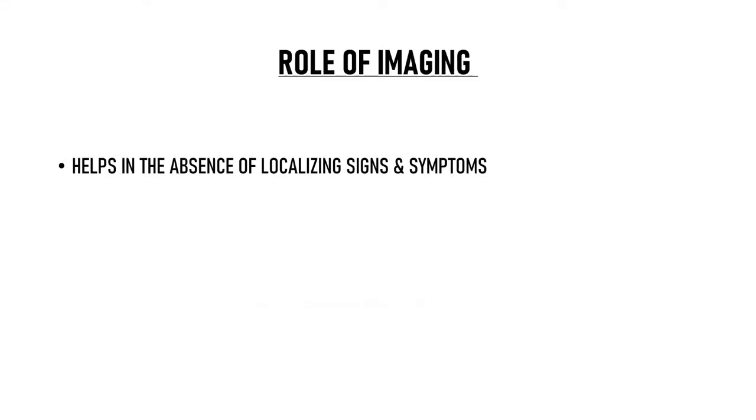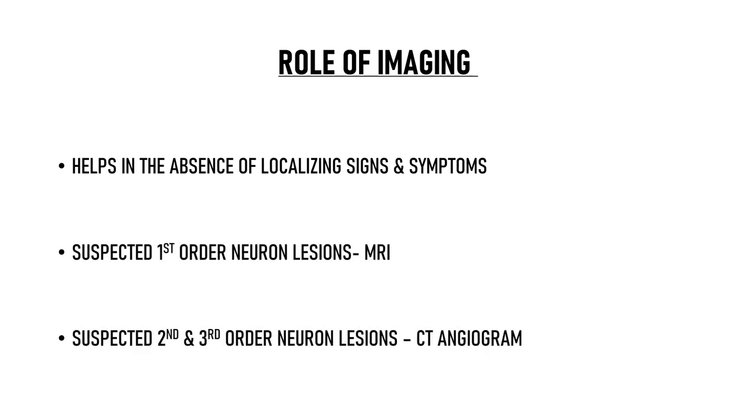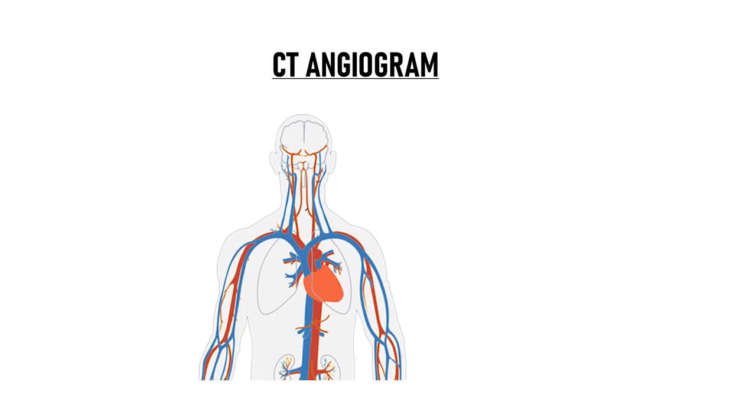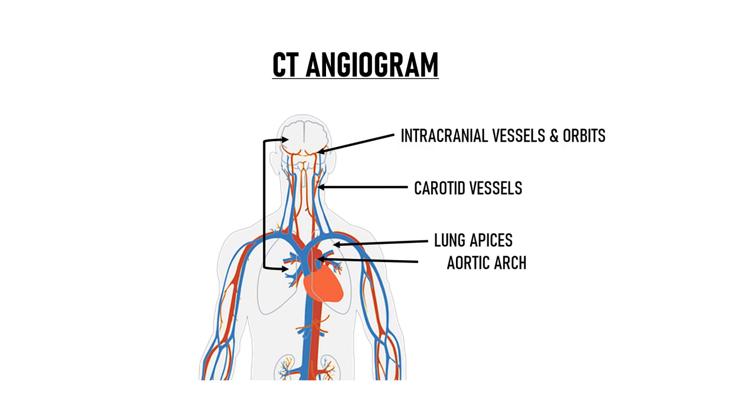For the assessment of suspected first-order neuron lesions, MRI is indicated. For suspected second-order or third-order neuron lesions, CT angiogram is the investigation of choice. CT angiogram will give us a view right from the circle of Willis to the orbits down to the aortic arch at about T4-T5 level. This gives information about the aortic arches, the carotid vessels, the intracranial vessels, as well as the lungs and the orbits, which helps us in ruling out any vascular pathology or malignancy.